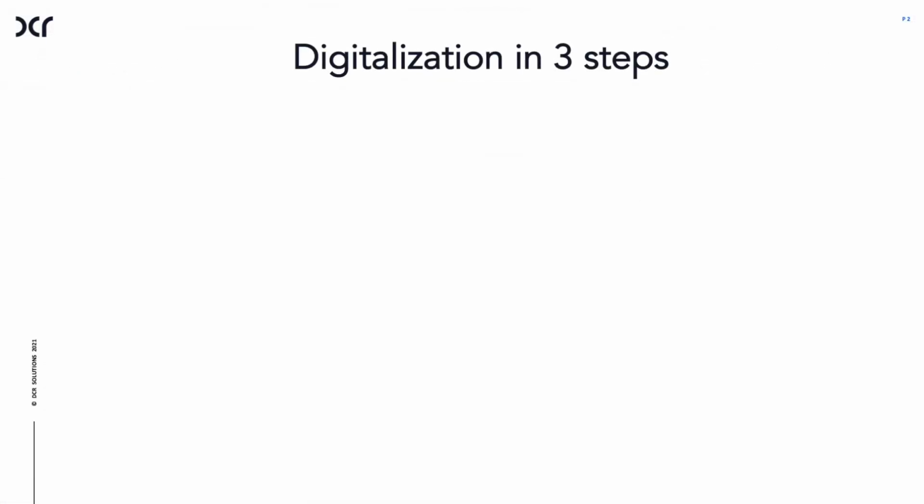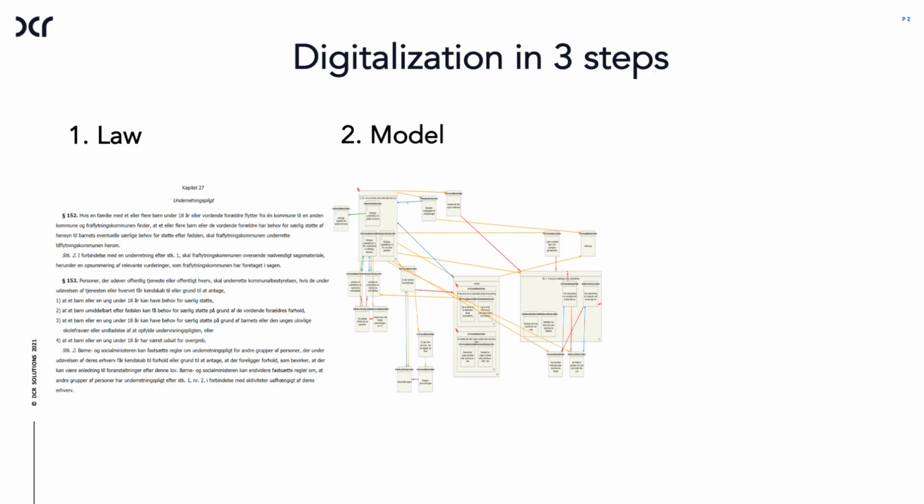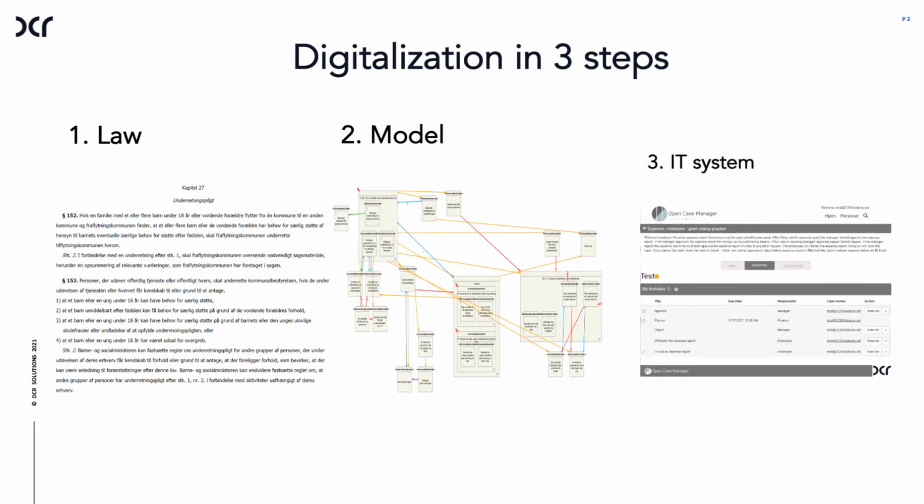We have seen digitization in 3 steps. Starting with law text or process model, we can map it into a DCR graph using the DCR designer. The mapped model, the DCR graph, can easily be imported into DCR Open Case Manager for execution.